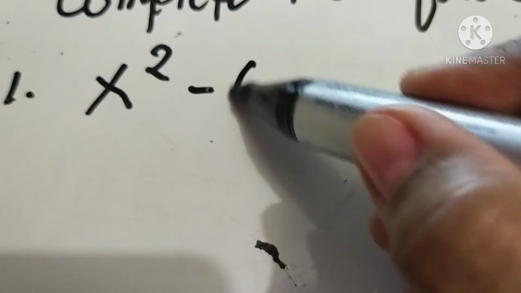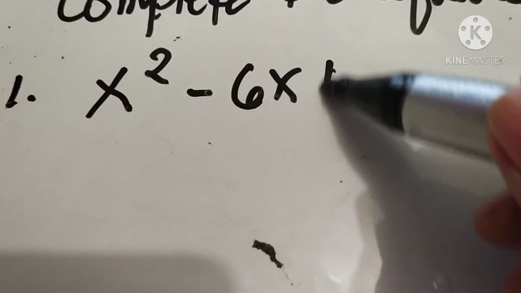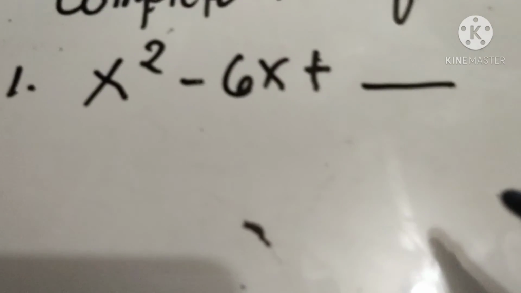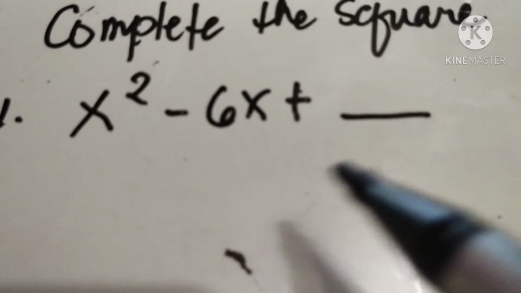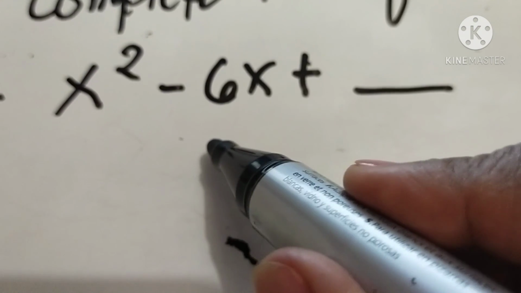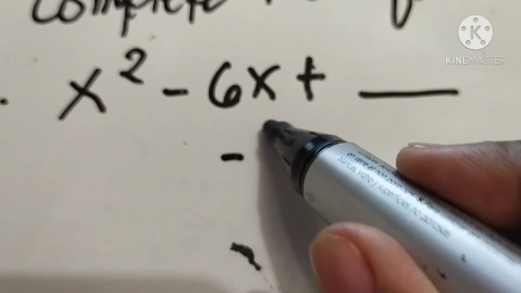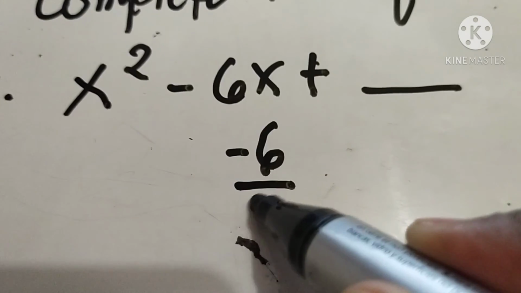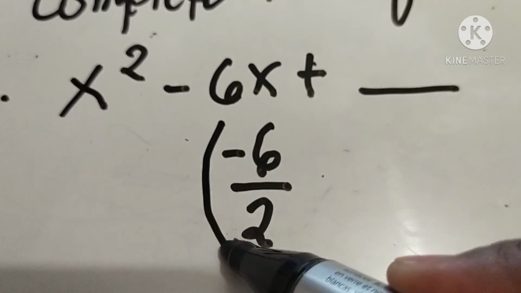This is another one. Complete the square. Okay, for example, x squared minus 6x blank. So, anong i-add natin dyan sa last? You just get the coefficient of x divided by 2. Always yan divided by 2, ha?